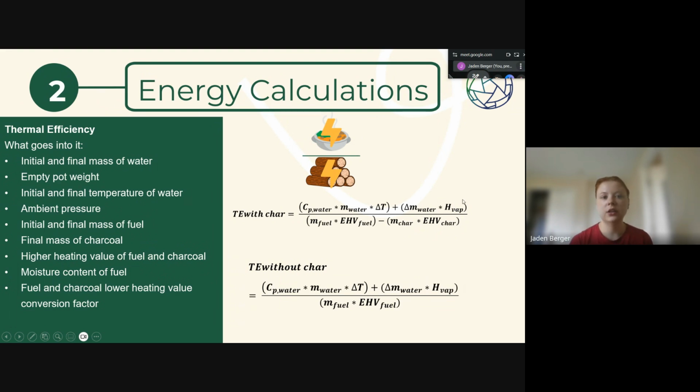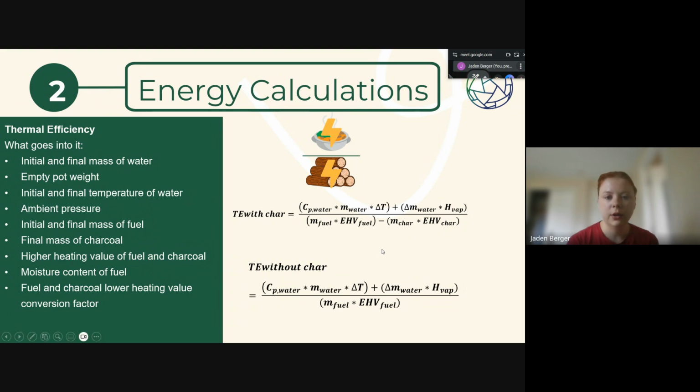During a test, you'll notice that your pot is lighter at the end of the test because some of your water has evaporated out of the pot. That took energy to do, and we can calculate that by the change in mass times this, which is the latent heat of vaporization, which is determined by the ambient pressure.